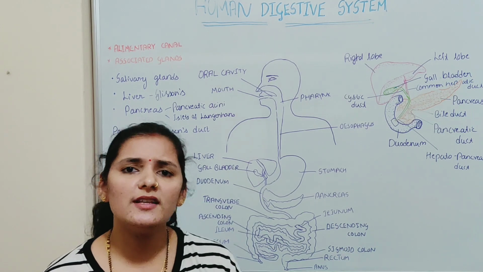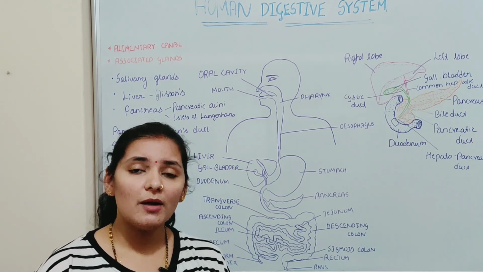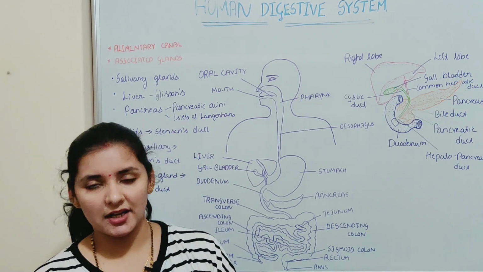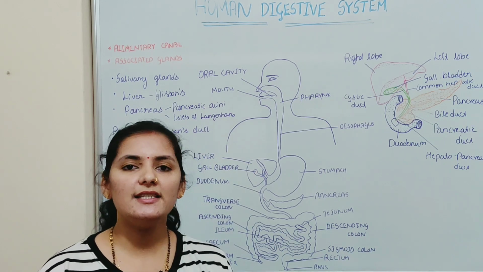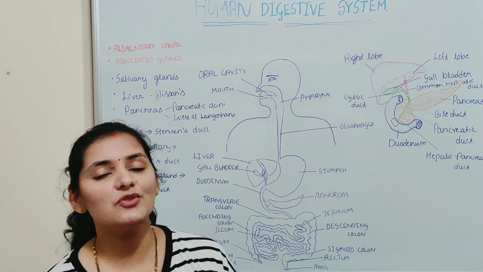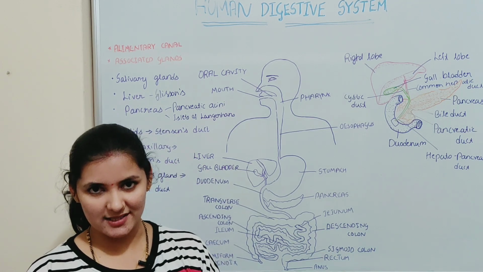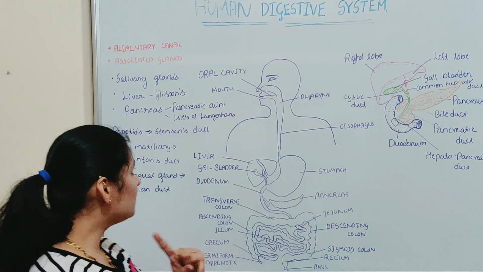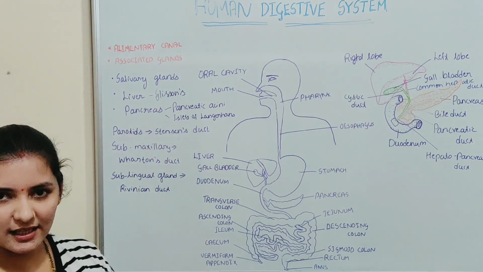Then what is the importance of saliva? Saliva mainly keeps the mouth moist. It helps in speech, it aids in swallowing and it has antibacterial action because of the presence of antibodies. So that is all about the first gland, that is salivary gland.